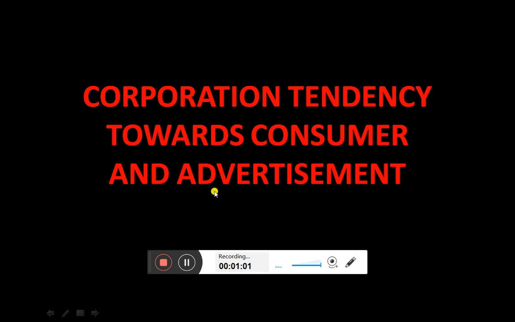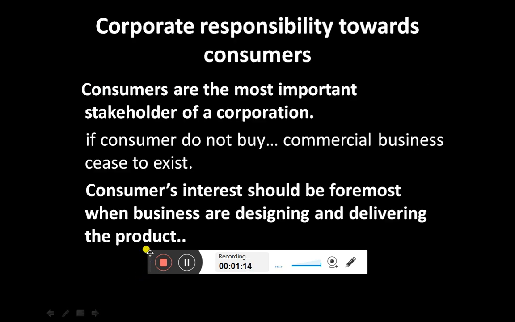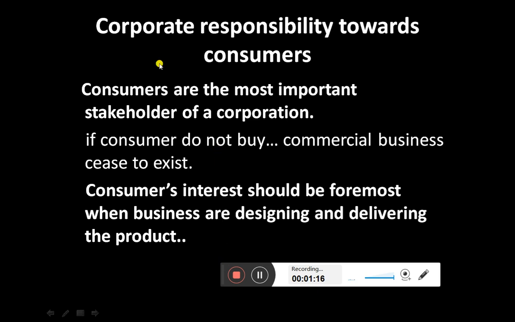So in this section we are going to discuss the tendency, the responsibility of corporate businesses toward their consumers and advertisement. A very simple concept. Now let's start from the first, corporate responsibility towards consumers. What are the basic responsibilities and accountabilities of a business toward its consumers?